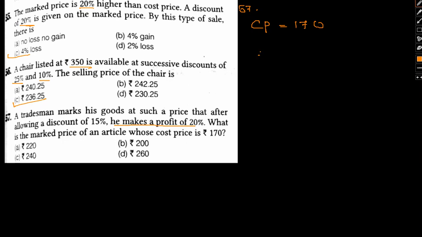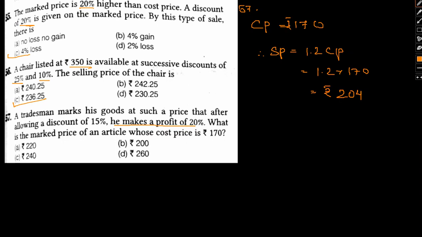So therefore, selling price in this case will be 1.2 into CP. That is 1.2 into 170, which comes out to be rupees 204. So selling price is 204.